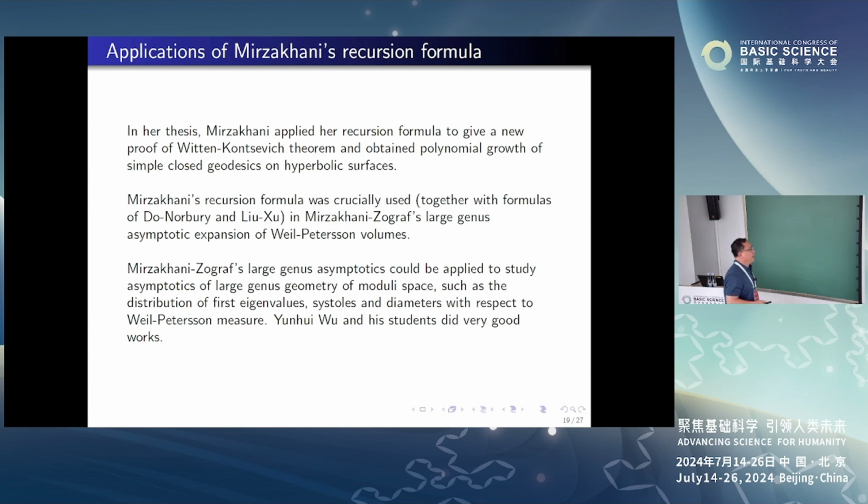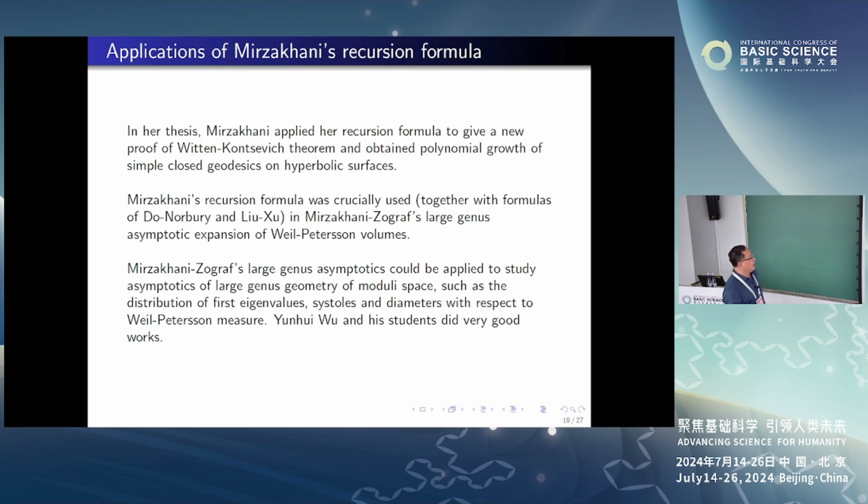In her thesis, Mirzakhani applied her recursion formula to give a new proof of Witten's conjecture theorem and obtained the polynomial growth of simple closed geodesics on a hyperbolic surface. Mirzakhani's recursion formula was crucially used in Mirzakhani-Zograf's large genus asymptotic expansion of Weil-Petersson volumes. Of course, it was also used crucially together with Liu, Norbury and my work with Hao Xu. Actually, we later proved that all the information about the intersection numbers in Mirzakhani's recursion formula is the same as in Witten's recursion formula. You cannot get more than what Witten's recursion formula can give you.